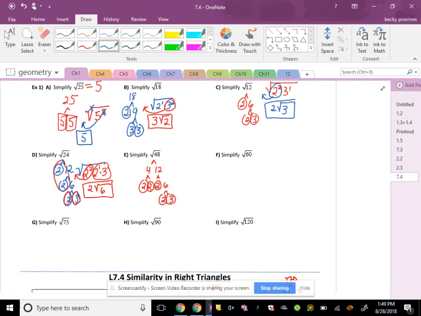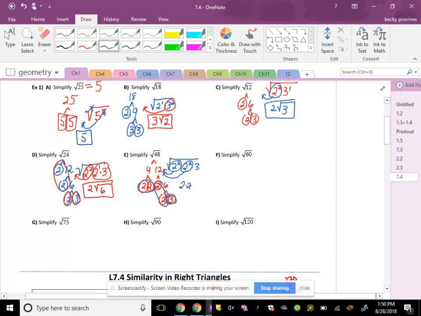Okay, so how many groups of 2 do we have? Well, there's a grouping there, and there's a grouping there, and there's a little left over. So let's write them in here. How many 2 become 1? All right, so this 2 comes out, the next 2 comes out, but the 3 has to stay inside.